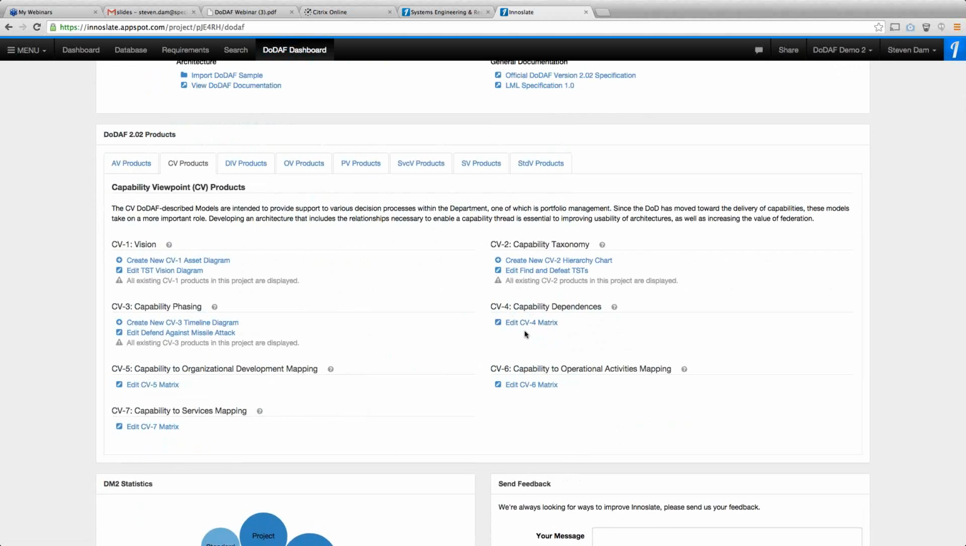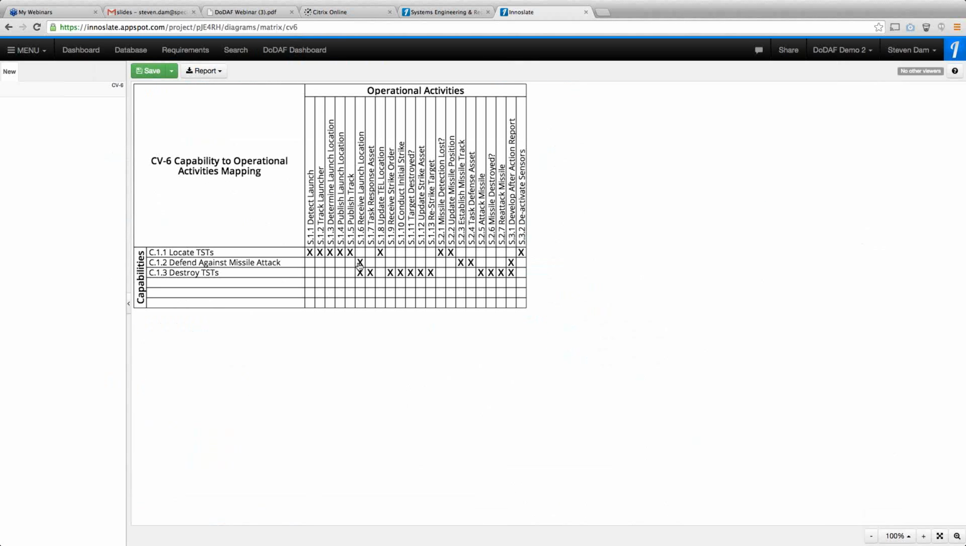Anyway, that's different. Oh, I'm sorry. So we have all kinds of matrices. The matrices here are all clickable. You can change and adjust them. Now, by the way, when you change things, you are making changes to relationships between these entities. So the capabilities here are related to your operational activities, and I've said that this capability is related to that operational activity. Okay, so that's important to recognize.